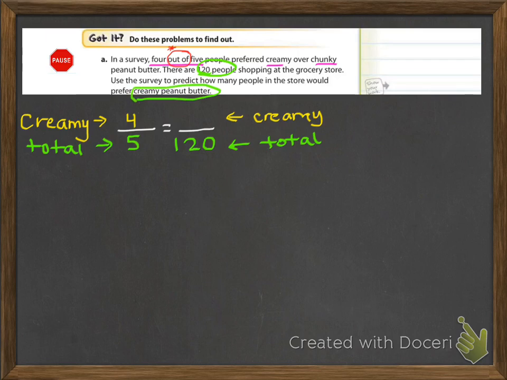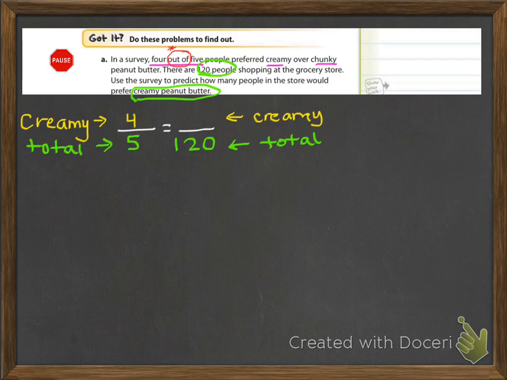Now keep in mind, they can ask you, I want you to make sure that you remember this, they could have asked you, use this ratio to predict how many like creamy peanut butter or how many like chunky peanut butter. Make sure that you remember that. But they asked you about creamy. So now let's go ahead and figure that out.